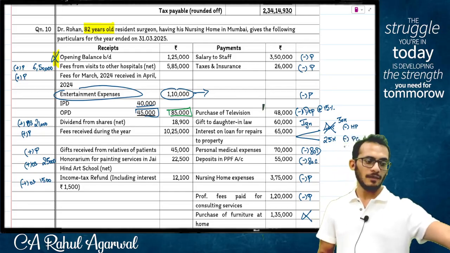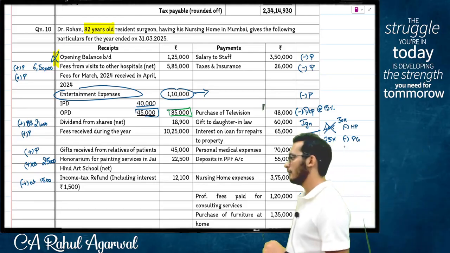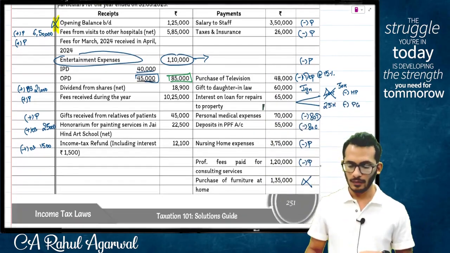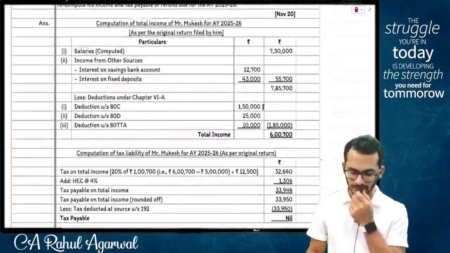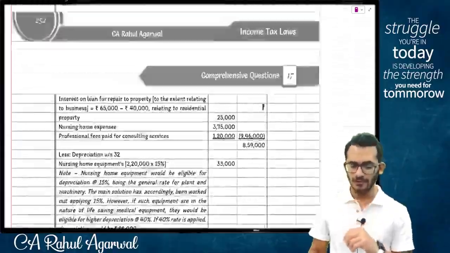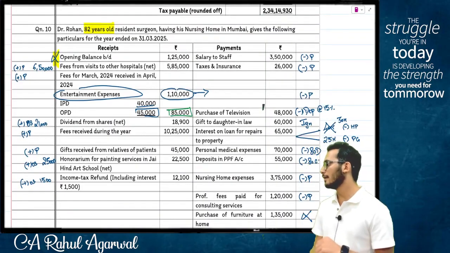Go ahead. Computation of total income of Dr. Rohan for the assessment year 25-26 under alternate tax regime.